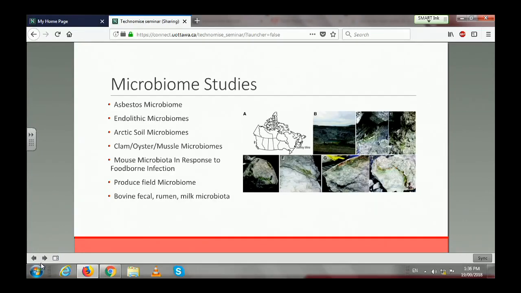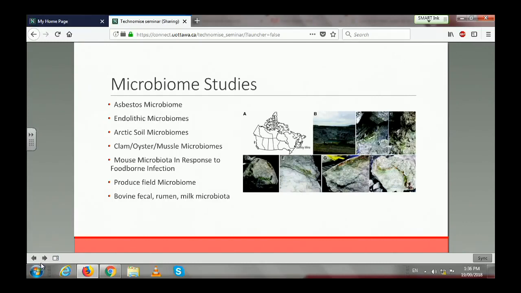I've also worked on soil. I started moving into clam, oyster, mussel, and other food microbiomes. There are interesting things living there as well, possibly contributing to whether or not these get infected with foodborne pathogens, which kind of started me on the direction for my own research: can we use the microbiome to get rid of foodborne infection rather than using antibiotics? And that's mostly what I'll be talking about today.